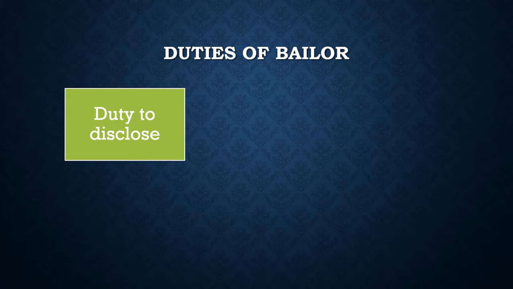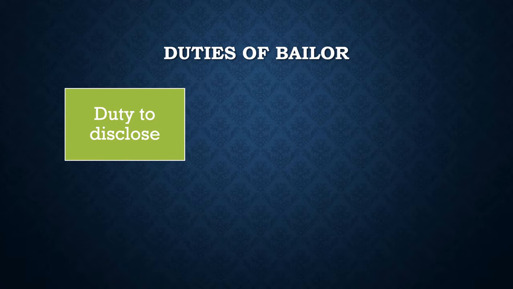The first and foremost duty of a bailor is to disclose whatever problems the goods which he is bailing have. That means when a bailor is transferring the possession of goods to bailee, he must inform whatever he knows about the goods. This duty varies depending on whether the bailment is a gratuitous bailment or a non-gratuitous bailment. In a gratuitous bailment, the bailor has a duty to inform whatever he knows of.